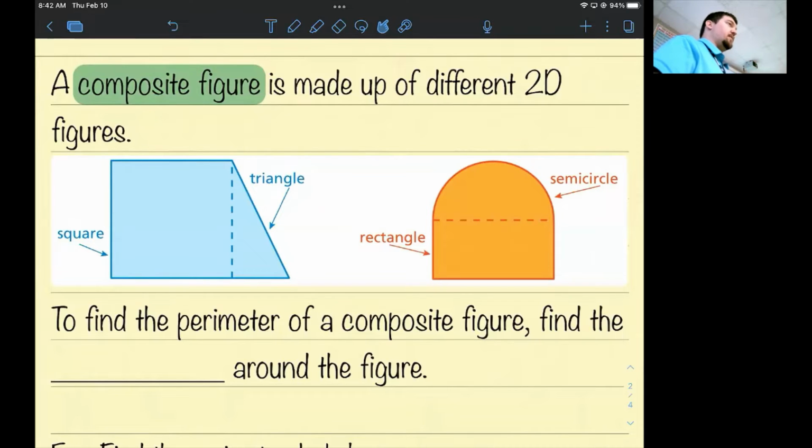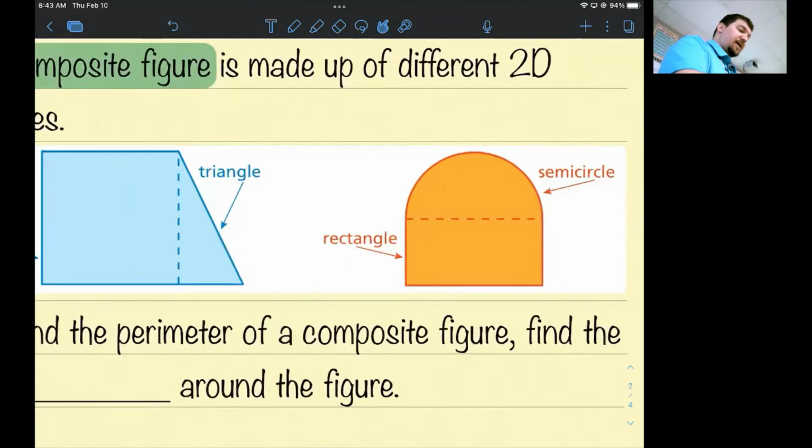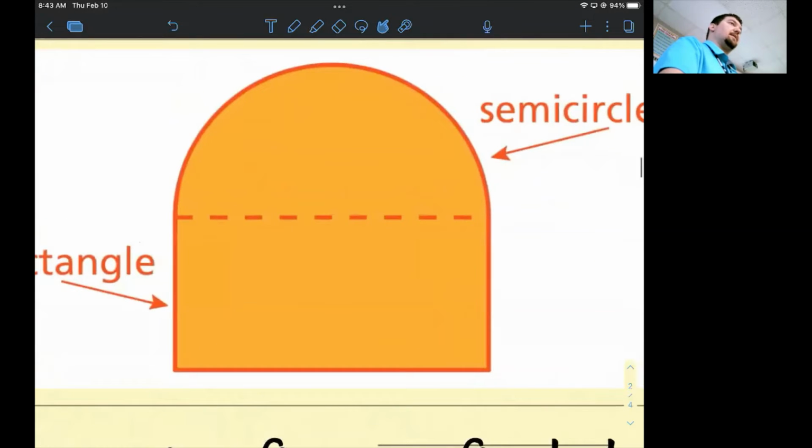The next one, definitely a composite figure. You see a rectangle and then you see a semicircle. So these are the kind of shapes that we're going to be looking at today. Because we are finding perimeter, I'm not interested in the space inside of them. So I'm not interested in using my area formulas. I'm just interested in adding up all the sides. So in a shape like this, how many sides do you guys see? Should be more than 3.